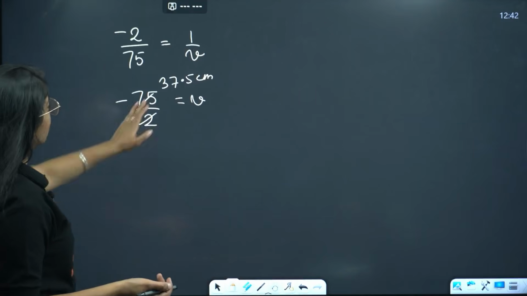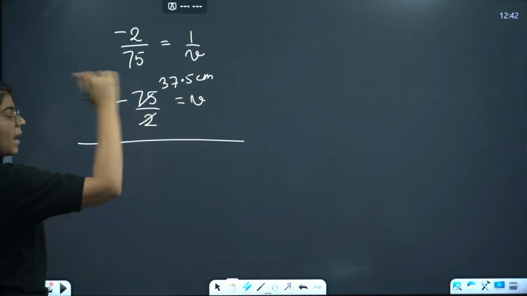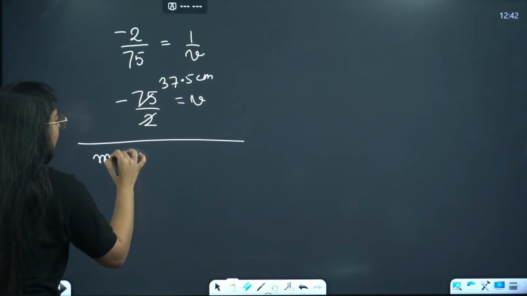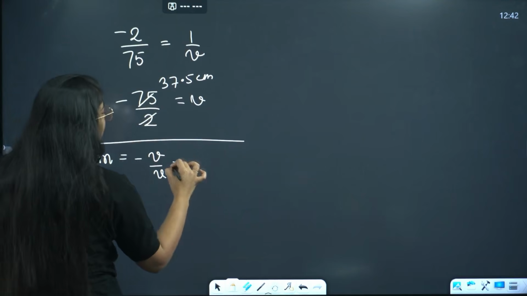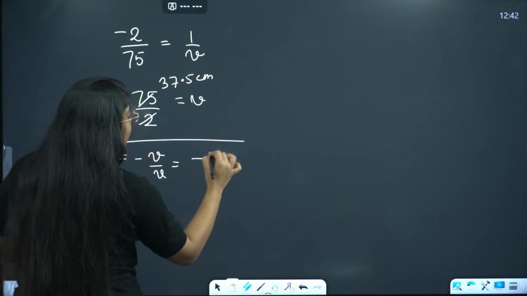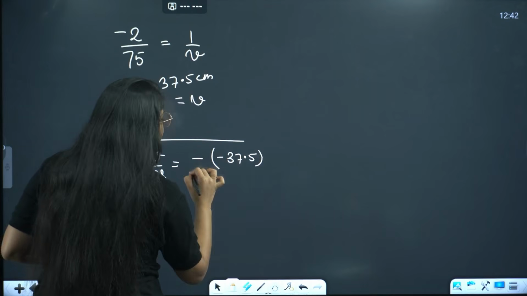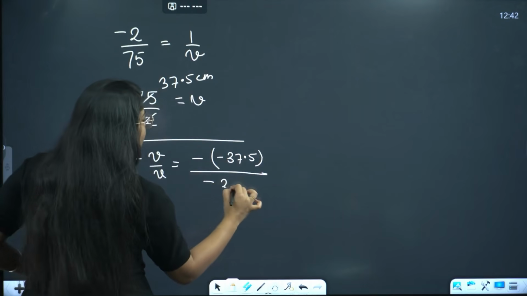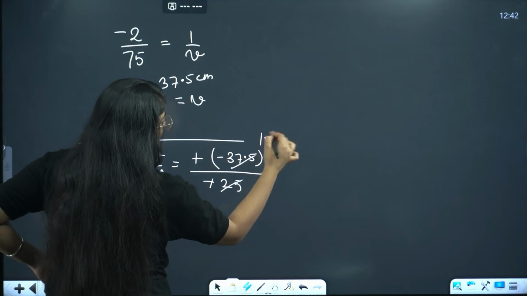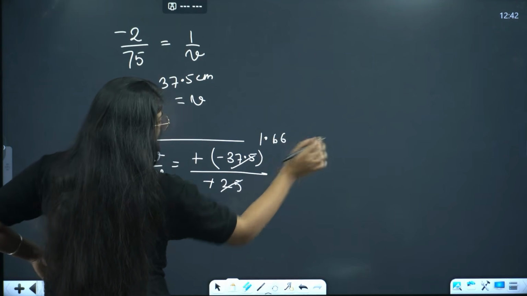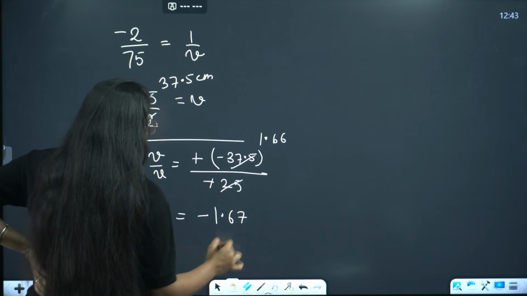Now nature, see, v is negative. The nature I can also decipher from magnification. For mirror, magnification is minus v by u. Now minus v is minus, minus 37.5, divided by u, which is minus 25. So this cancels out. This comes out to be 1.66, I guess, something like this. So this comes out to be minus 1.67.